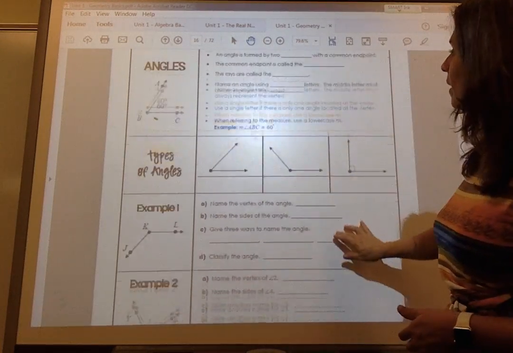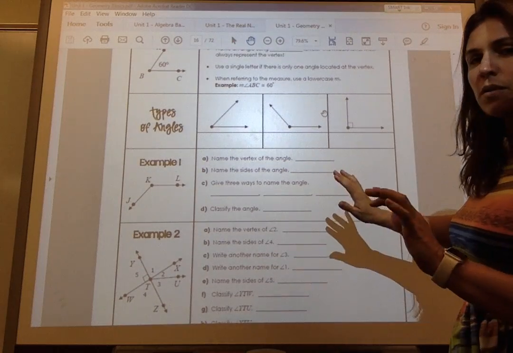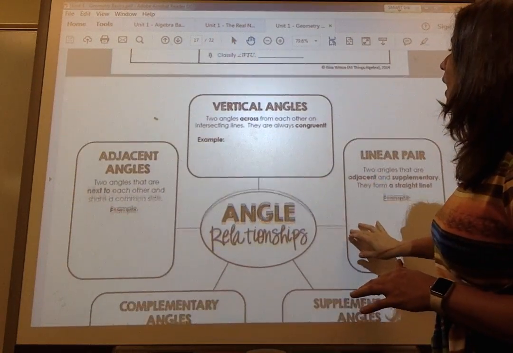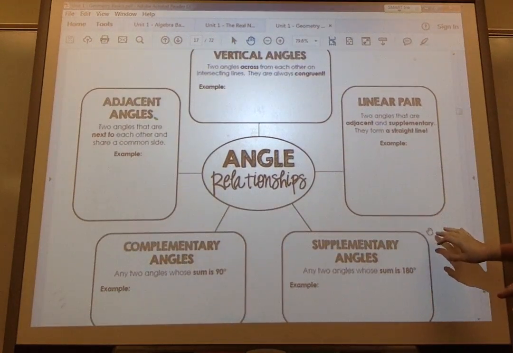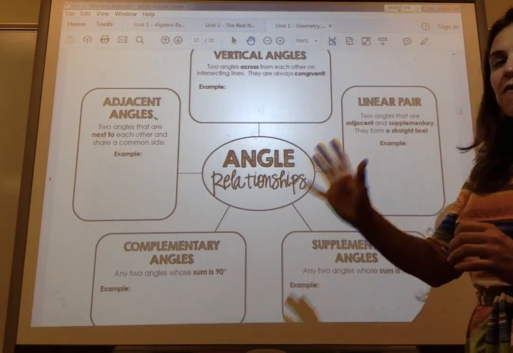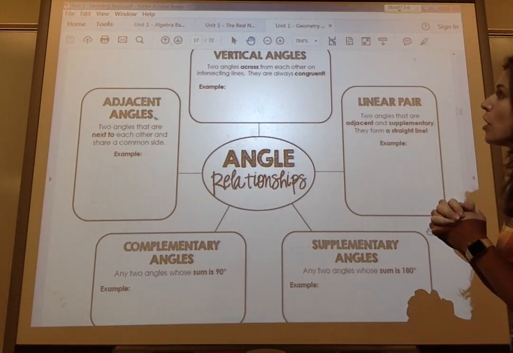All right, so that should be a little bit of a review. Nothing new should be popping out at you at this point. But let's talk about angle relationships. So the angle relationships, there are 5 big angle relationships that we're going to talk about.